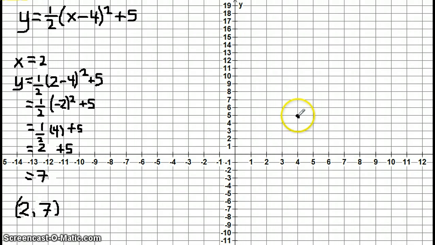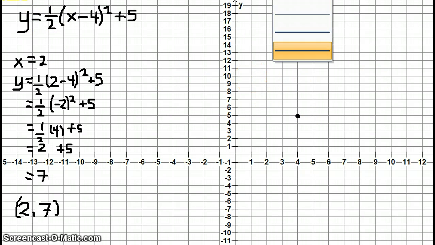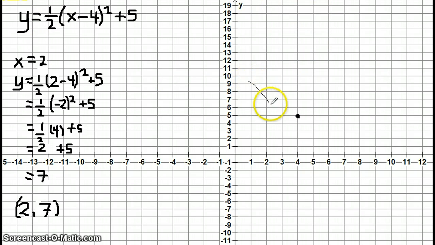So there's my vertex of this parabola, and I know that it opens up because there's no negative in front, and I know it's wider. So, you know, a rough sketch might look like, maybe I'll make it really thin, something like this. Okay. We've been focusing only on rough sketches, but I want to focus now on how to get a more accurate graph. Okay. So we're going to find another point.